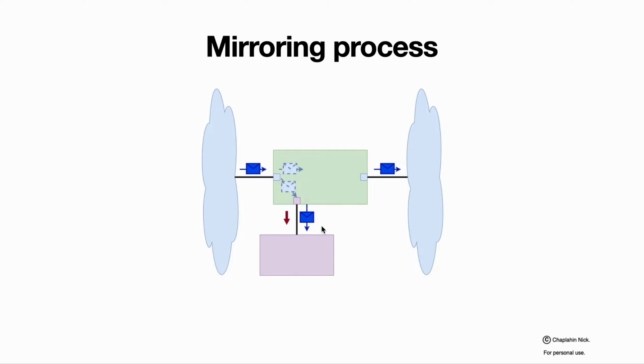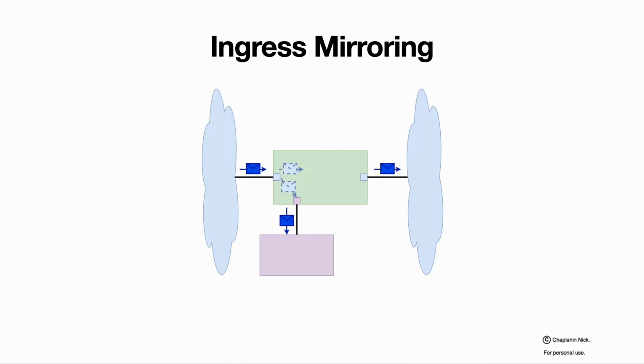Copying of the frames means that normal operation of the frame isn't affected. Frames continue being processed inside our device as originally and sent out or not sent out as originally. Mirroring can work on two stages: ingress and egress.